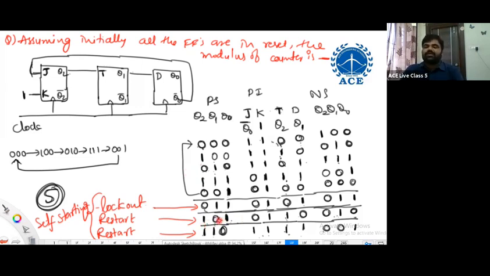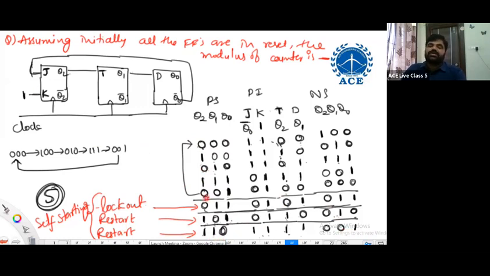The other case, what have we understood here? Unknowingly, if it enters this unused state, what is the next state seen? One of the used states. That means it is pushed back to a used state. Once it comes to a used state, it goes through used states only. It never goes to 101 again. So it is pushed back to used states, and then it goes through used states only. Then it is restarting the counter on its own.